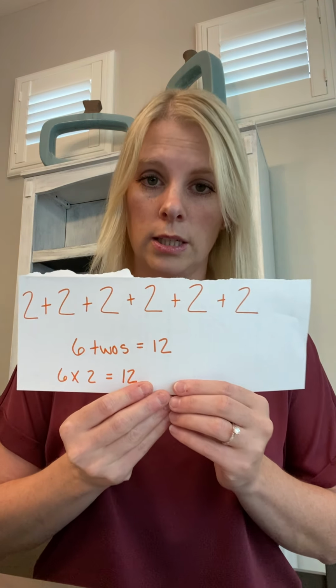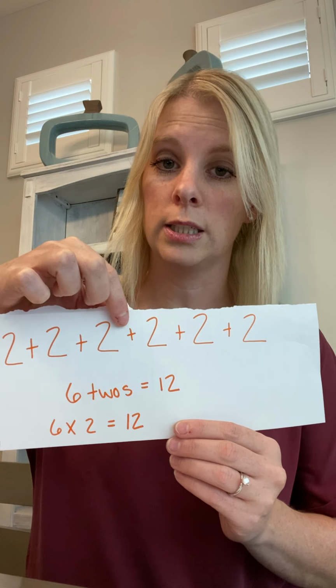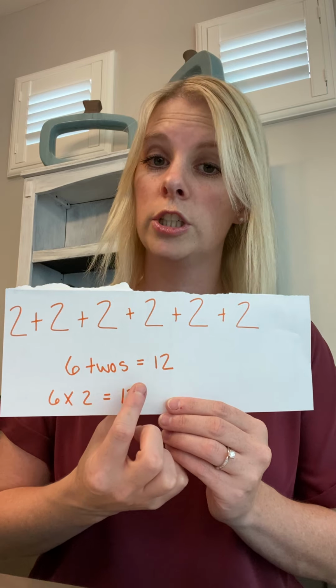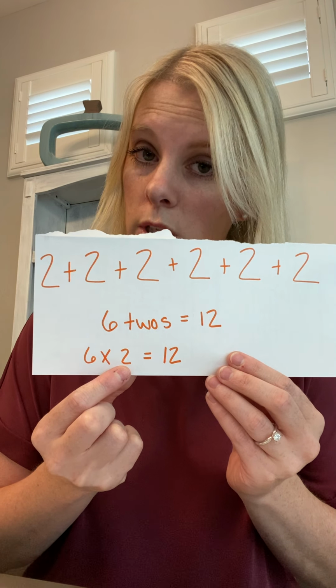Next, we're going to write multiplication with equal groups, okay? Well, first, hold on, let me explain this to you. Okay, so this is an example of what we just did. I have 2 plus 2 plus 2 plus 2 plus 2 plus 2, okay? Those are 6 twos, which is equal to 12, okay? And then I wrote down here a multiplication. 6 times 2 equals 12, okay? Hopefully you guys can see that correctly. All right, now we're going to go on to equal groups, okay?